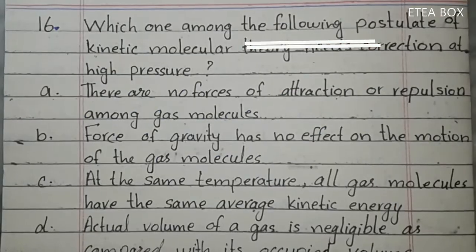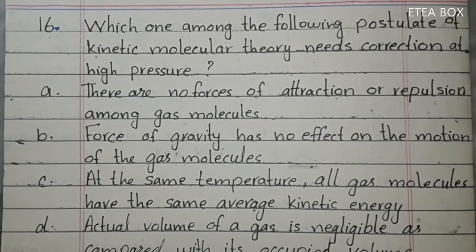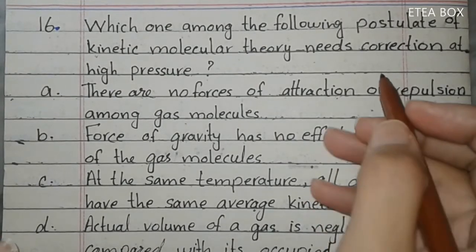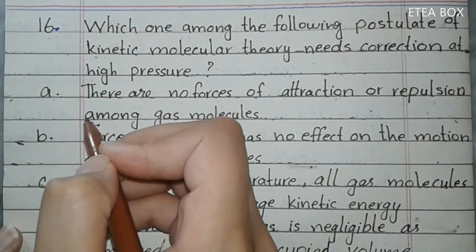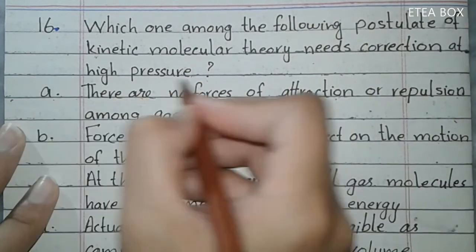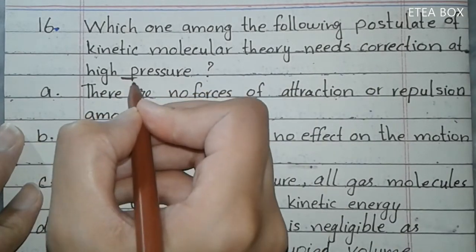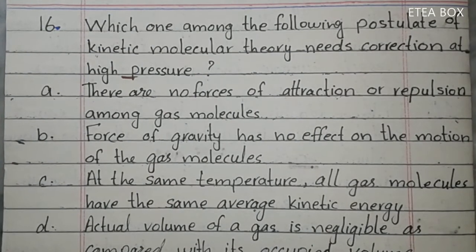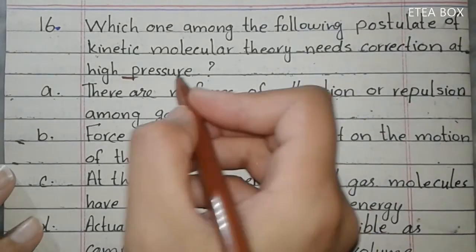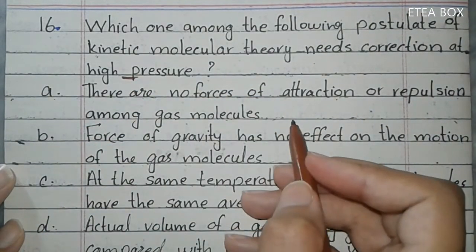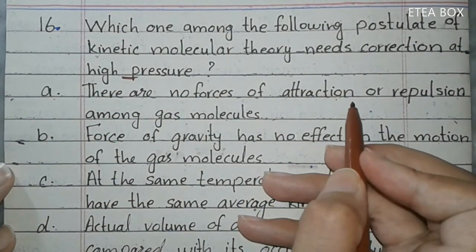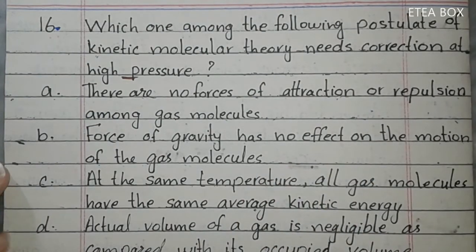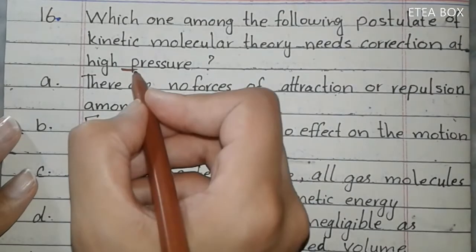Now the next one. Which one among the following postulates of kinetic molecular theory needs correction at high pressure? If we are not given the high pressure, then what two corrections will be needed? Two postulates will need correction: the first is the attraction or repulsion force, and the next one is the volume of gas. So A and D would need correction. But we have been given the high pressure.